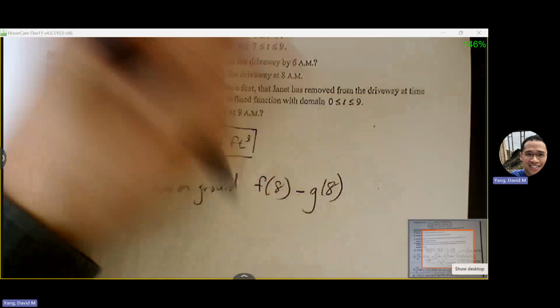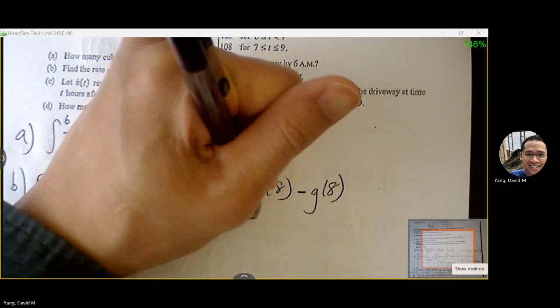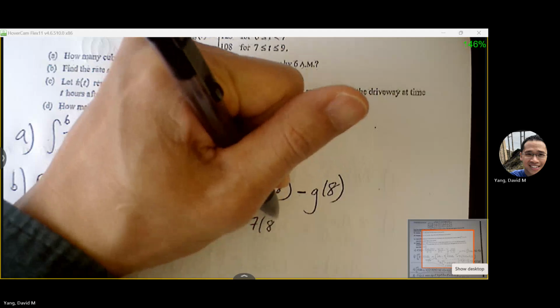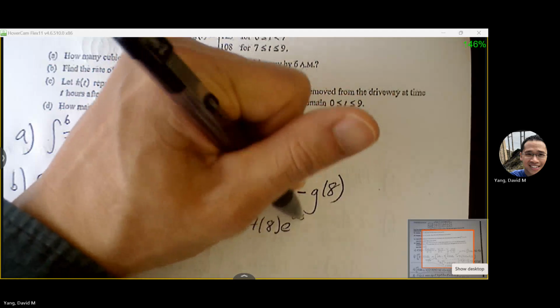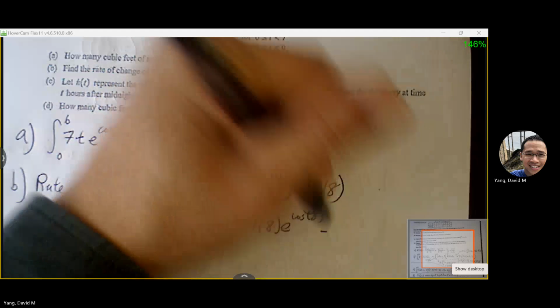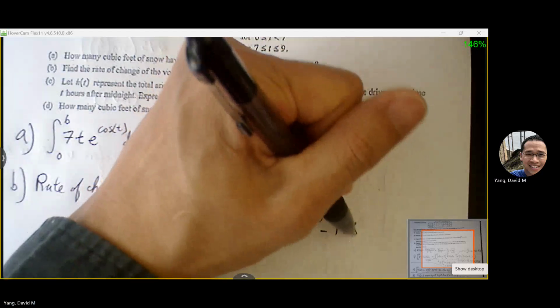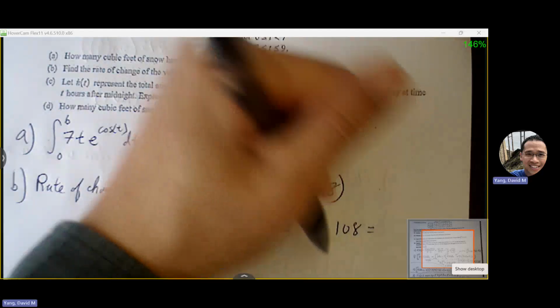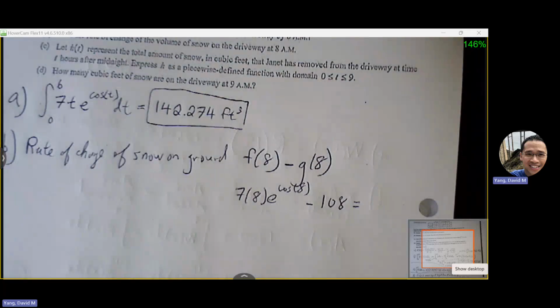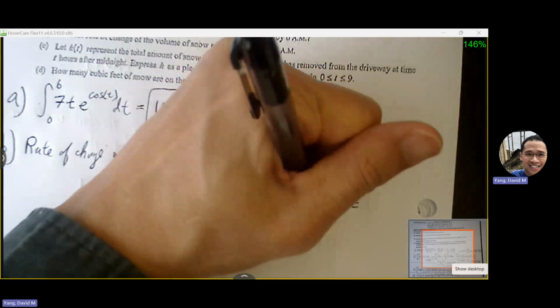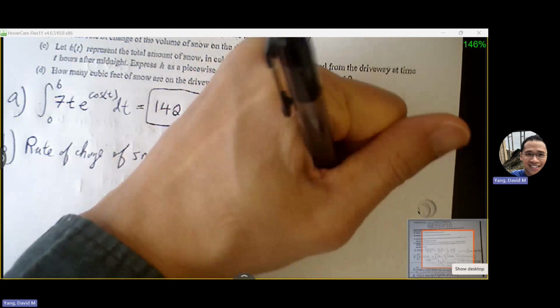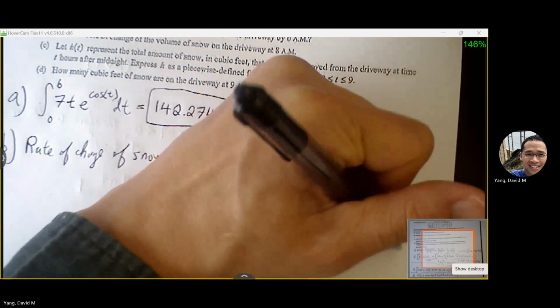So plug 8 into f of t. And then g of 8, her rate is 108. And then we plug that in the calculator, 7 times 8 times e to the cosine of 8, minus 108, we get negative 59.583 cubic feet per hour.